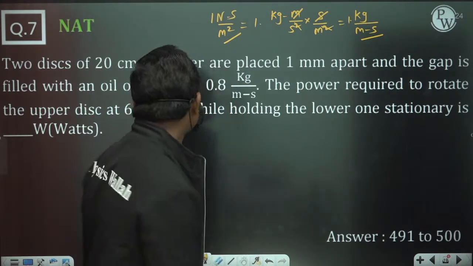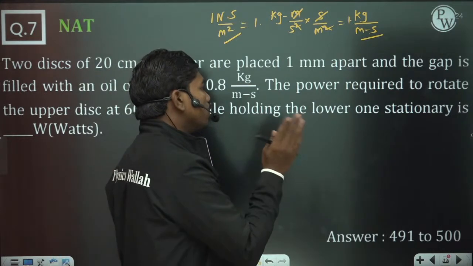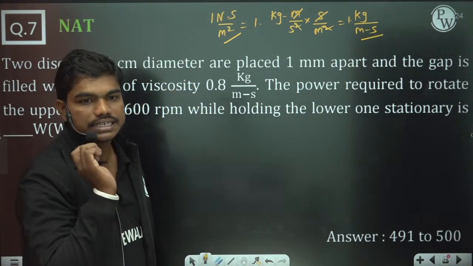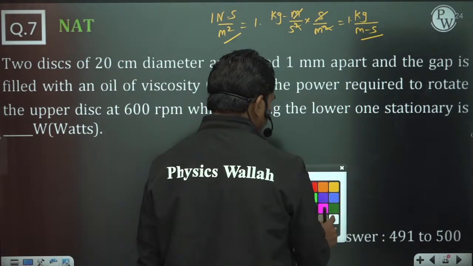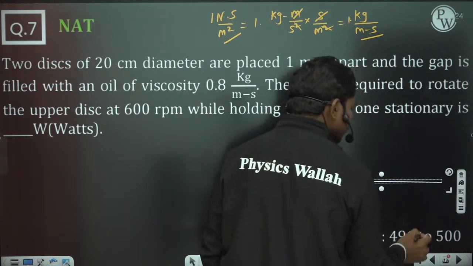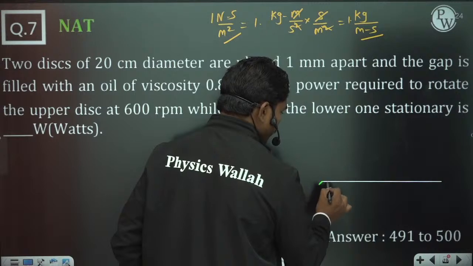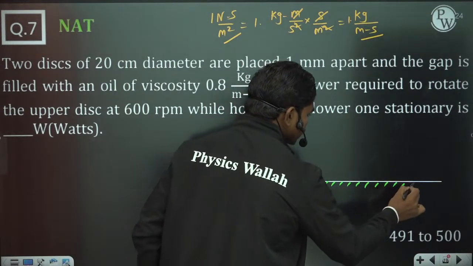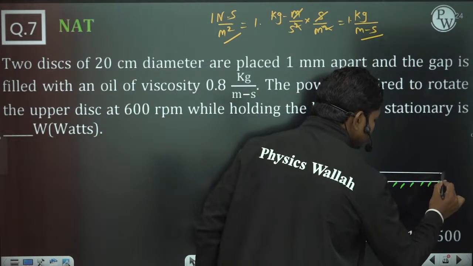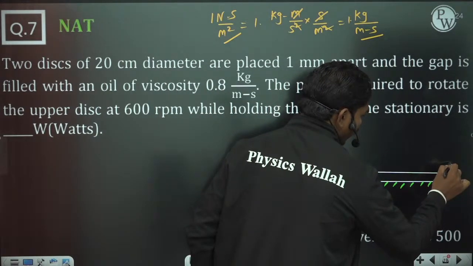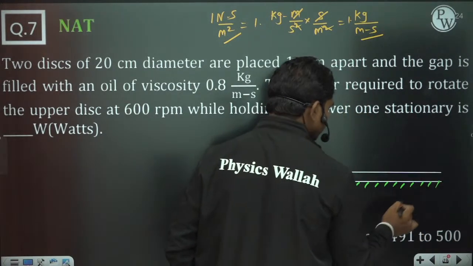Now let us continue the question. So this is the oil. The power required to rotate the upper disc at 600 rpm while holding the lower one stationary is dash watts. Look at what they're asking you. There is one disc like this, and this disc is fixed. Now there is one more disc which is placed like this.